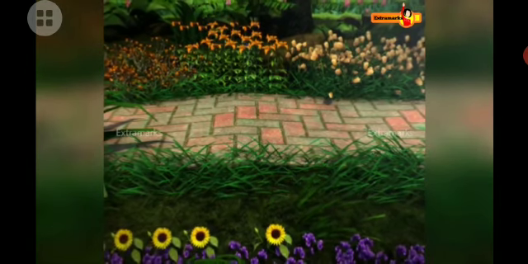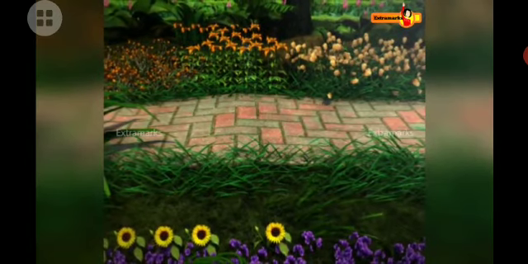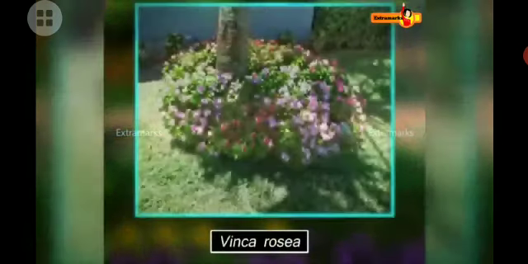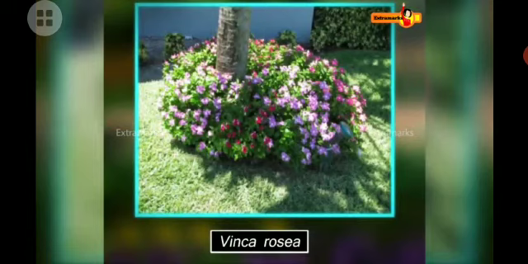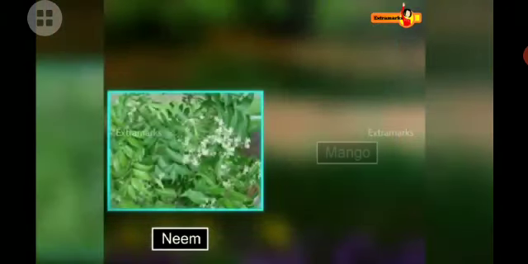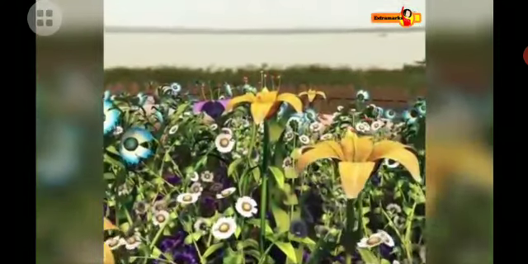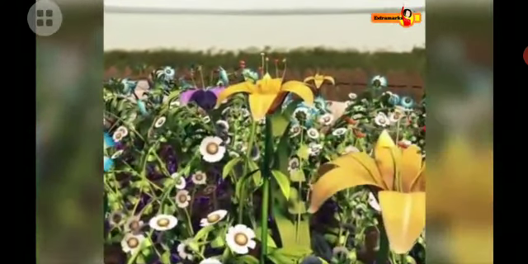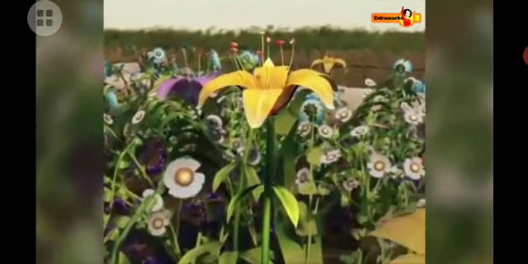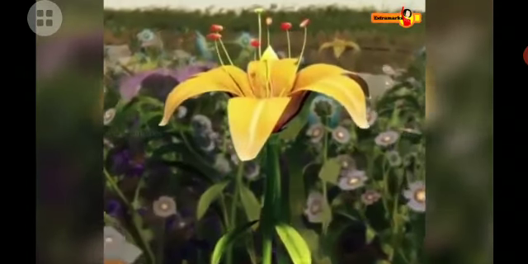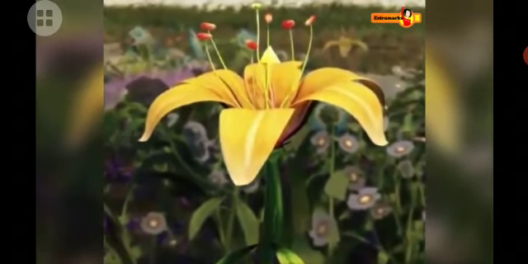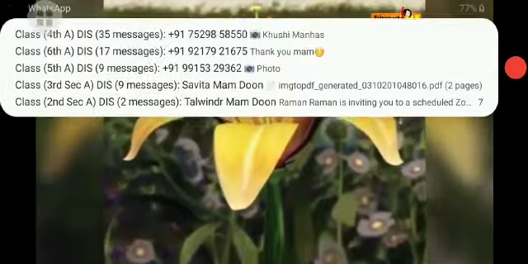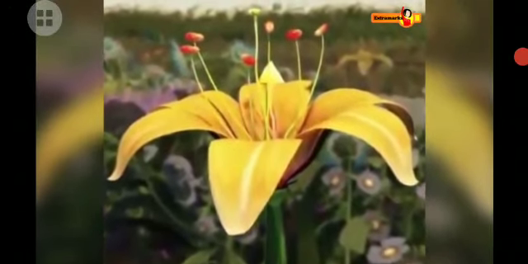Different flowers bloom at different times of the year. Some plants like Vinca rosea bloom throughout the year, while blooming in some plants like neem and mango occurs once in a year. Flowers are always the best way to express our feelings, no matter what the reason or occasion might be. They are the ultimate ornaments to enhance the aesthetics of a place.